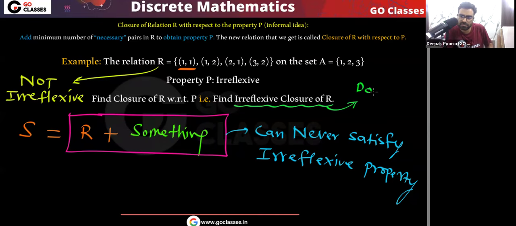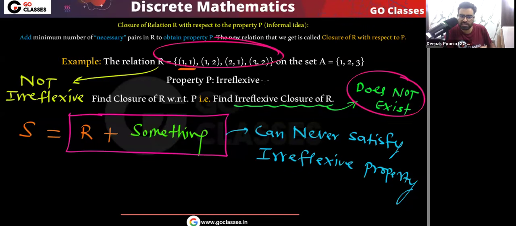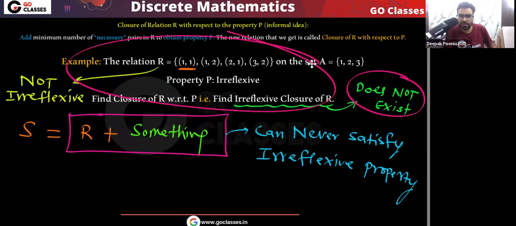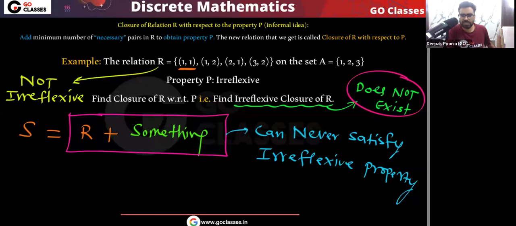Does not exist. So your answer must be does not exist. The irreflexive closure of this relation R does not exist. Do you remember I told you that for certain relation comma property pairs, the closure may not exist? This is the perfect example. For this relation and this property irreflexive, for this pair of property comma relation, the closure does not exist. Very simple.